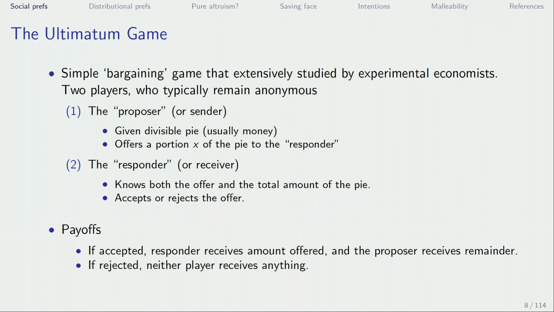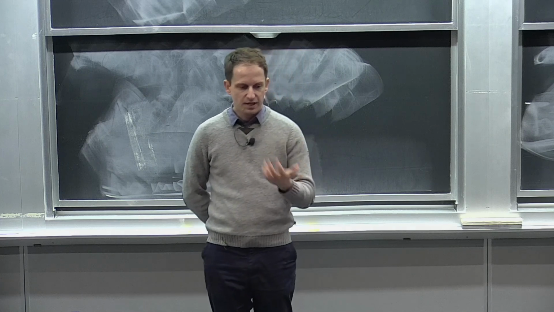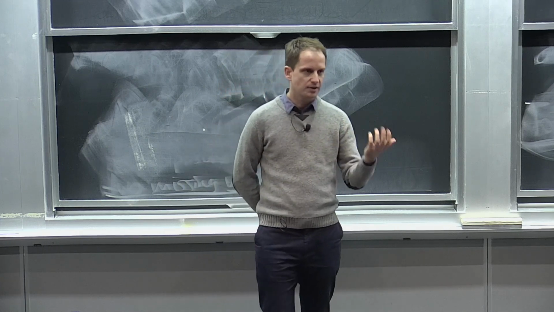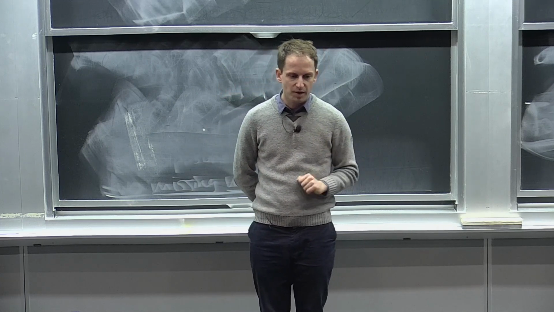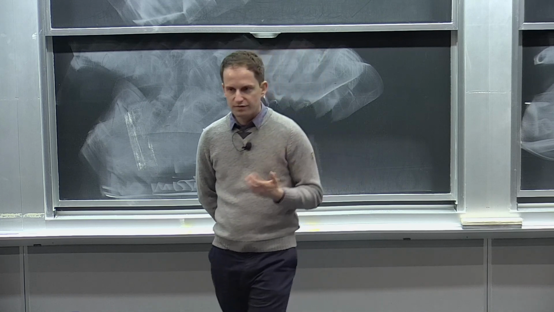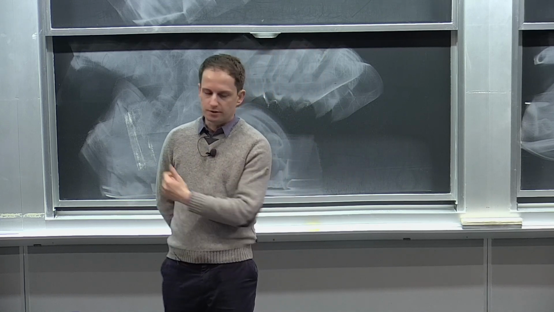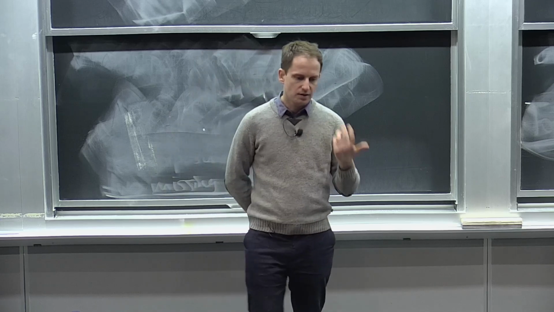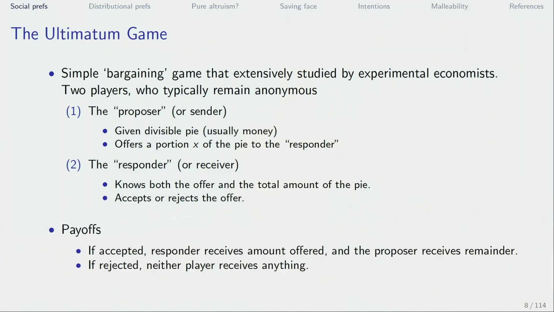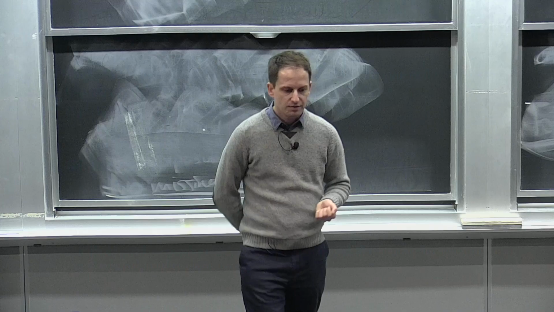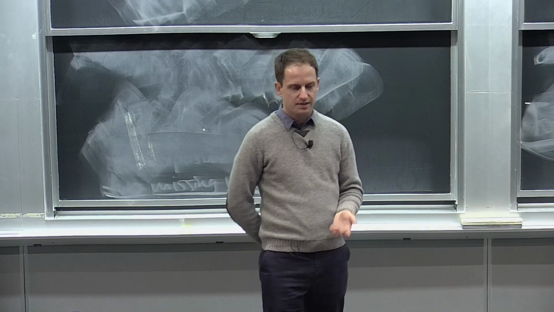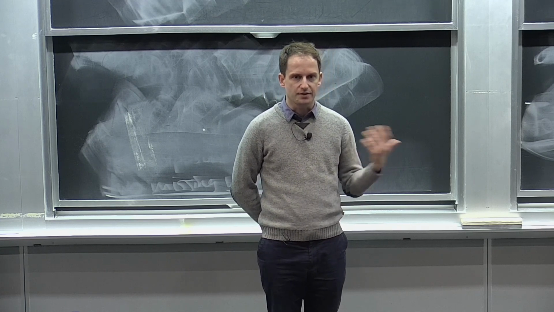There's the proposer, or the sender, who is given some divisible pie. Think of this as $10 or the like. Often it's money. And then a portion X is given to the responder. The responder then has the chance to either accept or reject. If the responder accepts, then the division is just implemented. If the responder rejects, then essentially both players get nothing.